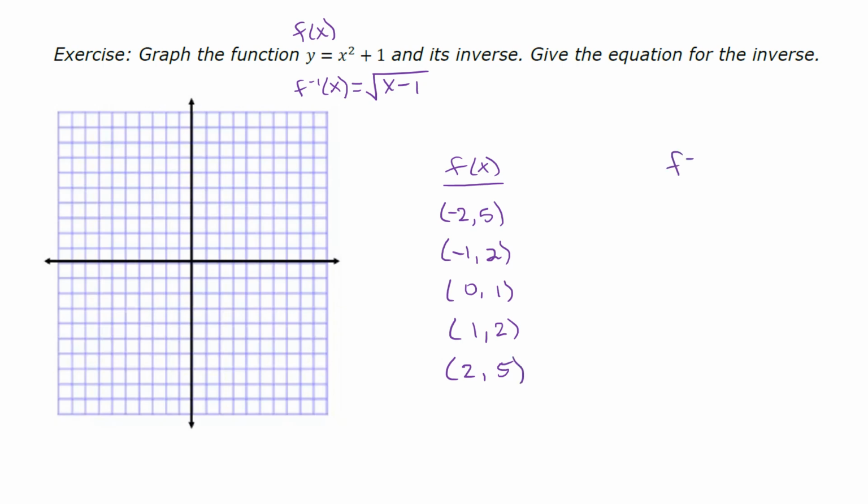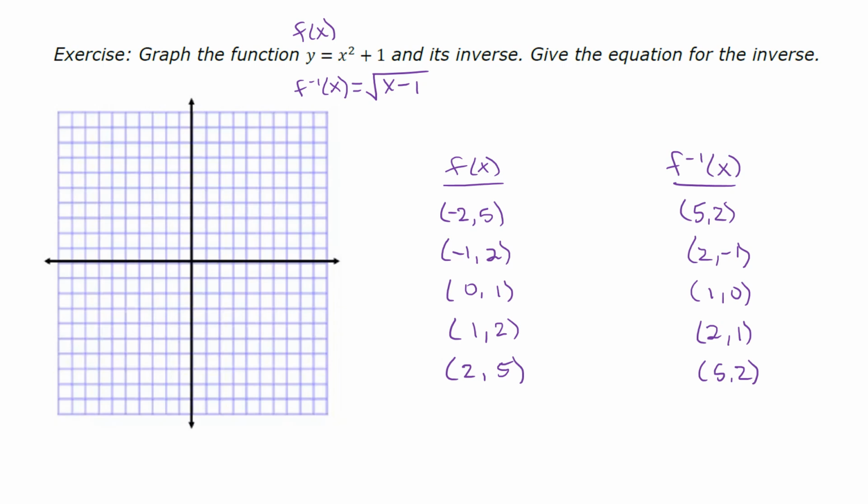Then because I know my inverse function is indeed the inverse of f of x, I can take each ordered pair and I can swap the x and y coordinates. So I'll have 5, 2, 2, -1, 1, 0, 2, 1, and 5, 2 as the coordinates for my inverse function.